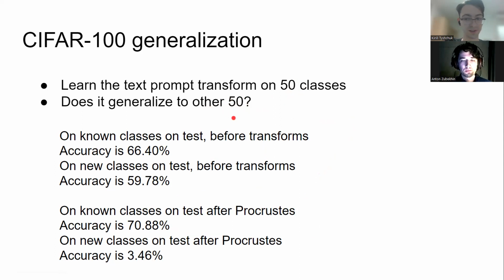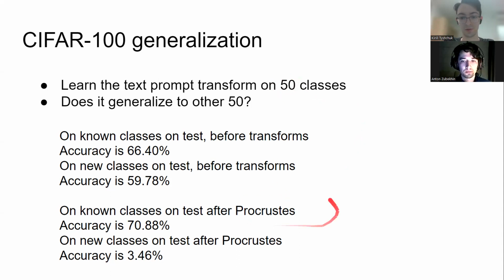And unfortunately, the results are negative. This transformation increased the accuracy on the first 50 classes, but it dramatically decreased the quality on the other 50 classes, probably because even if we do something good with the vectors corresponding to the first 50 classes, we may break the other 50 vectors corresponding to other classes.